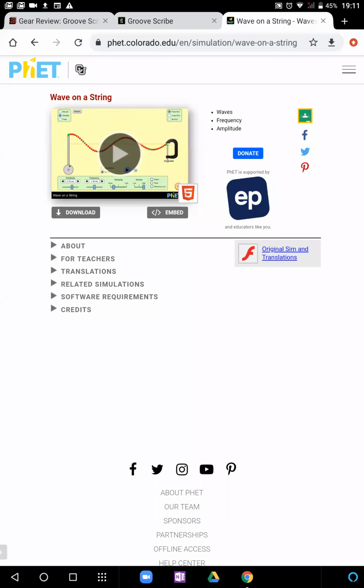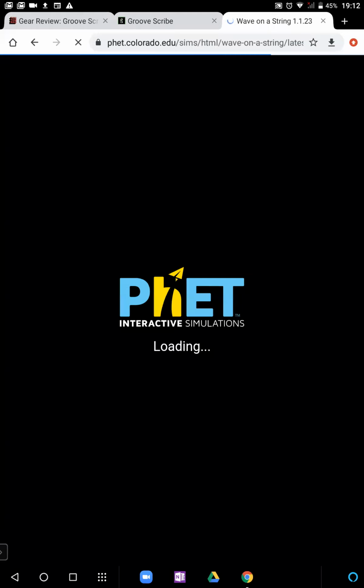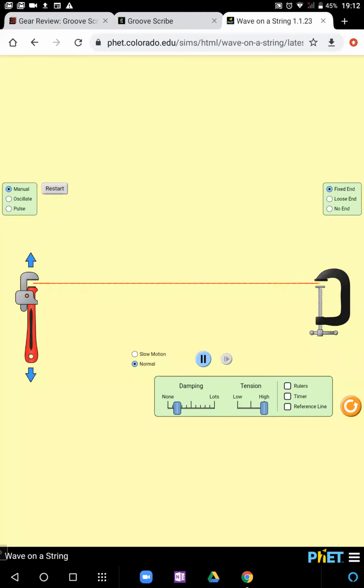So this is the site phet.colorado.edu. If I show you the solution, just a demonstration, as you can see on the right end, there is a fixed end.